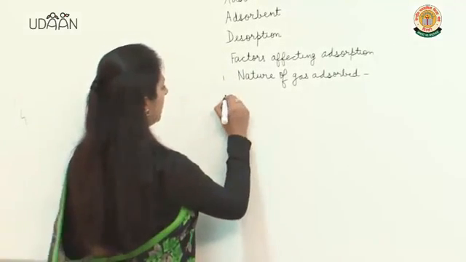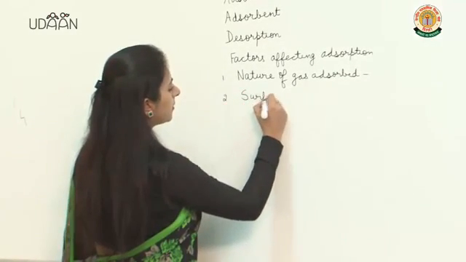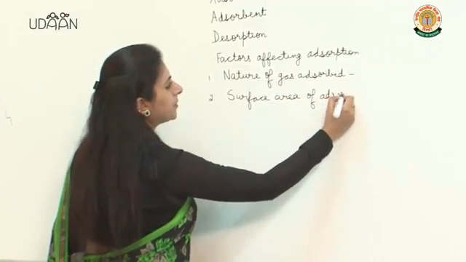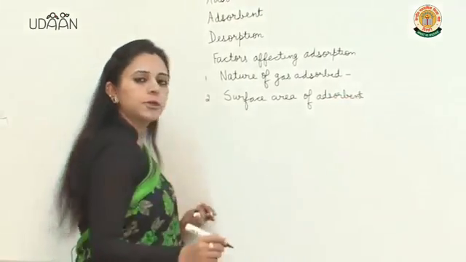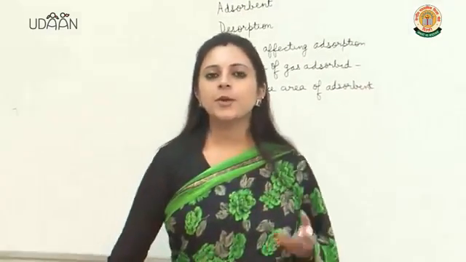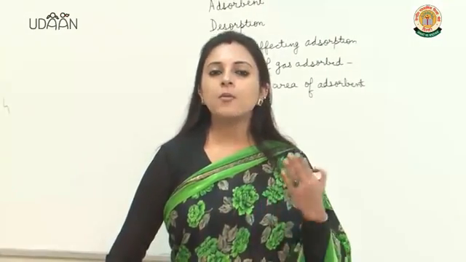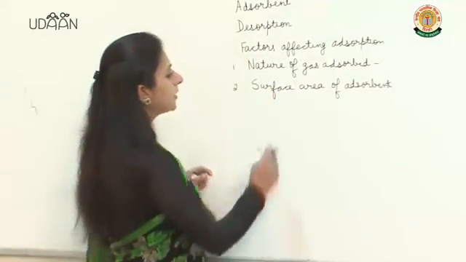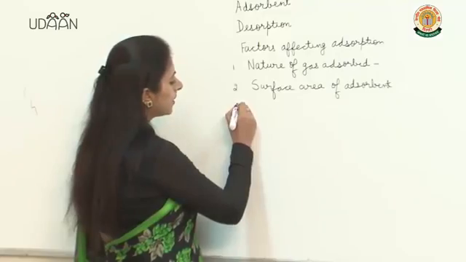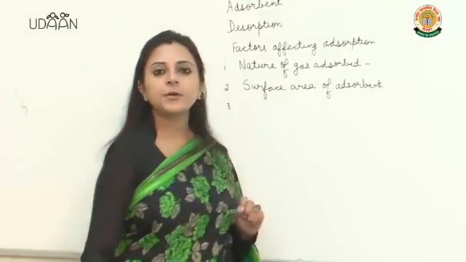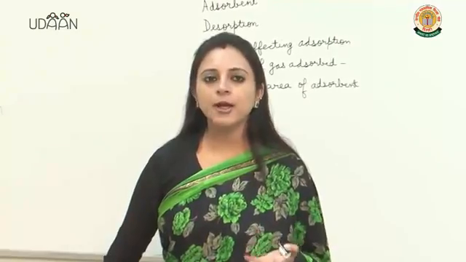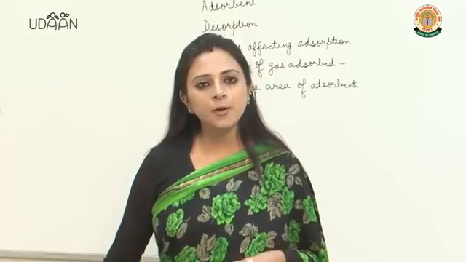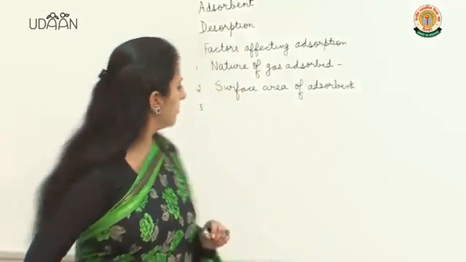Then let us say surface area of adsorbent. अब जितना ज़्यादा surface area होगा उतनी ज़्यादा adsorption होगी, because greater the surface area, more particles will get adsorbed on that surface. So that means greater the surface area, greater would be the adsorption. So if we are talking about a lump of charcoal and finely divided charcoal, obviously adsorption would be greater in case of finely divided charcoal.